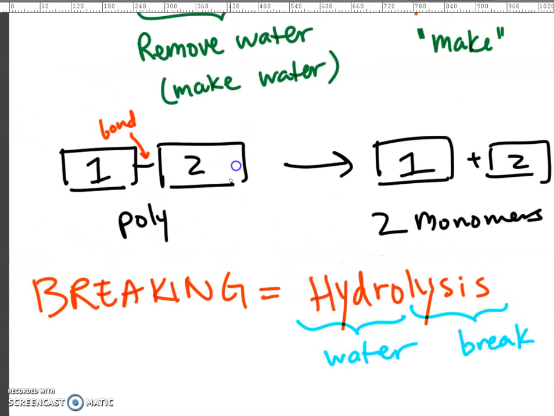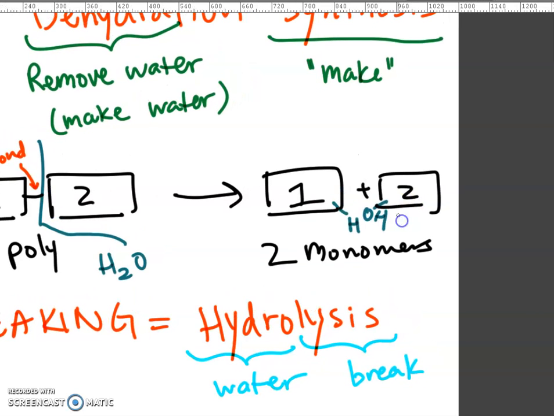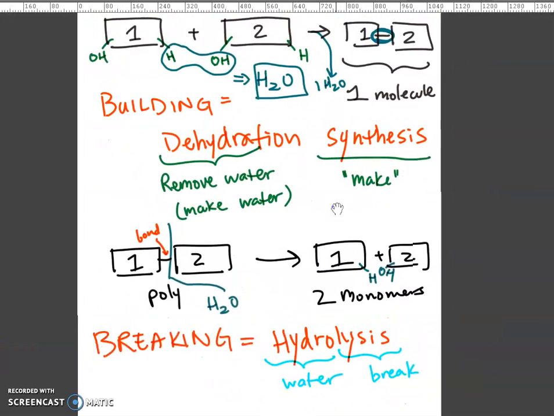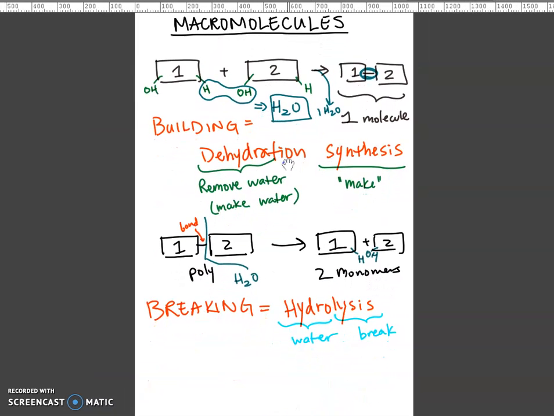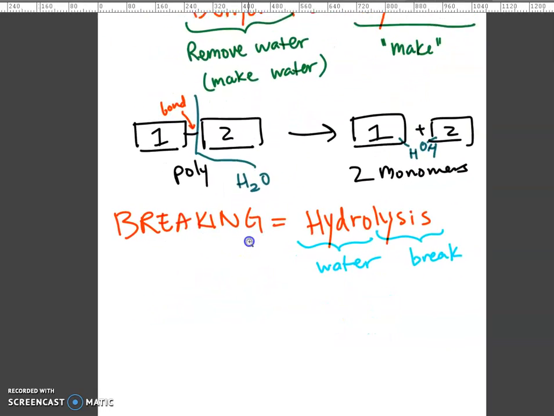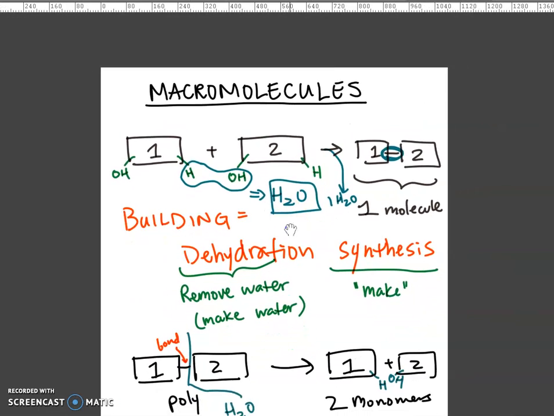Your water is going to come back. It's going to come in here and it's going to break this bond, so that your O's and H's are going to go back onto the 2 monomers that it came from. So if you'll notice, building polymers is the exact opposite of breaking polymers. This is the essence of how you make and break your macromolecules. This is the same process going on for all 4 of your macromolecules. And we'll talk about that in the next section.